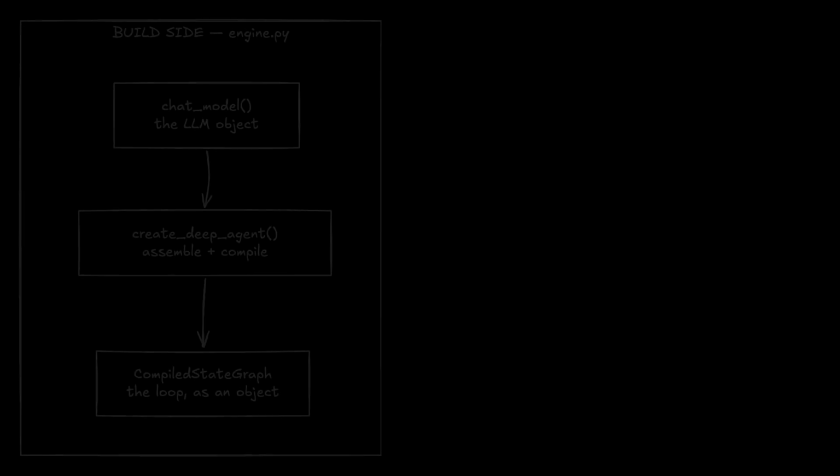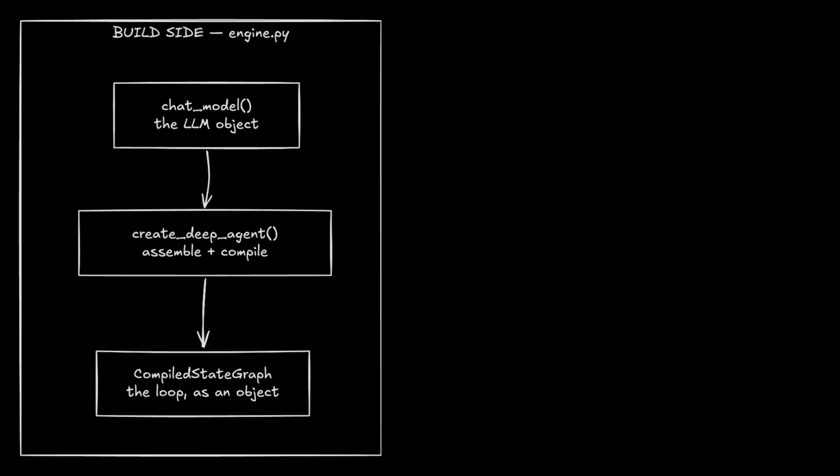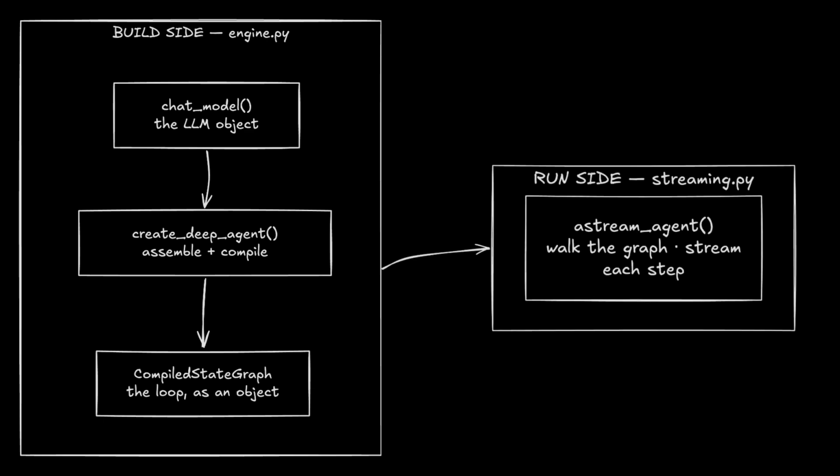Let's build the loop. One mental model first. In YUYUTSAVA, the agent has 2 sides, and they live in 2 different files. The first side is the build side. This is where we take an LLM, take a set of tools, take a backend, and assemble them into the loop. The build side does not run anything. It produces an object, a compiled state machine, the loop, frozen into a shape, ready to go. The second side is the run side. It takes that compiled state machine and drives it. It feeds in your task, walks the graph step by step, and streams every decision back to you.